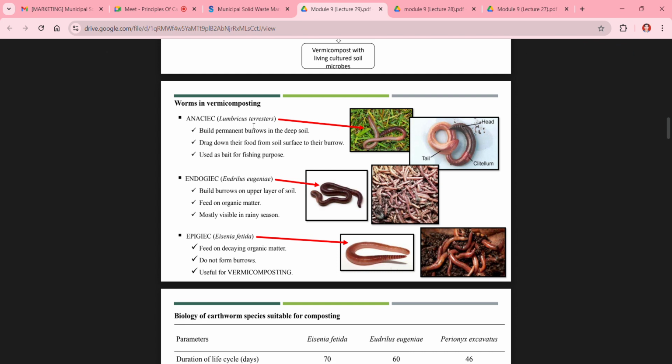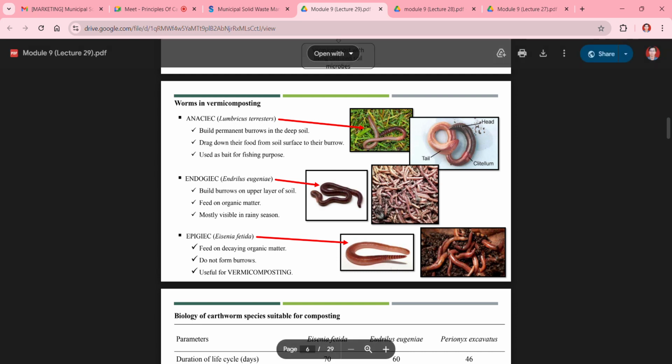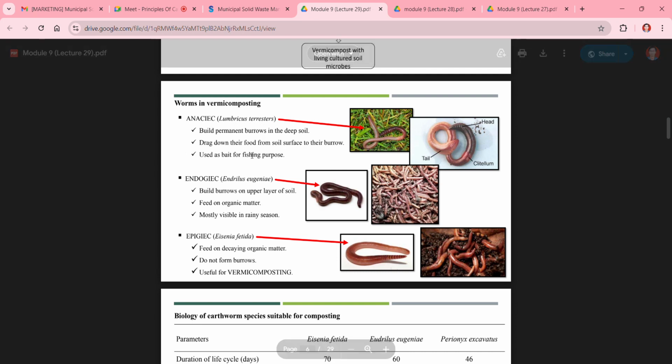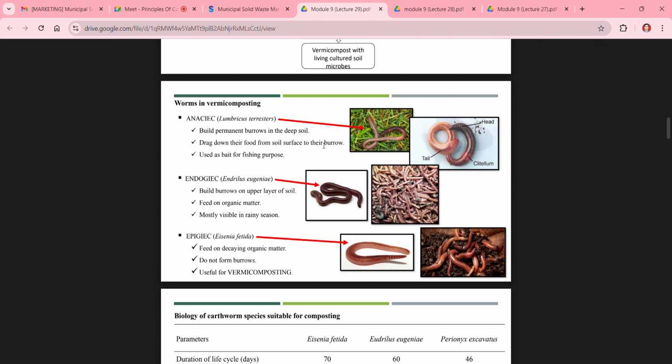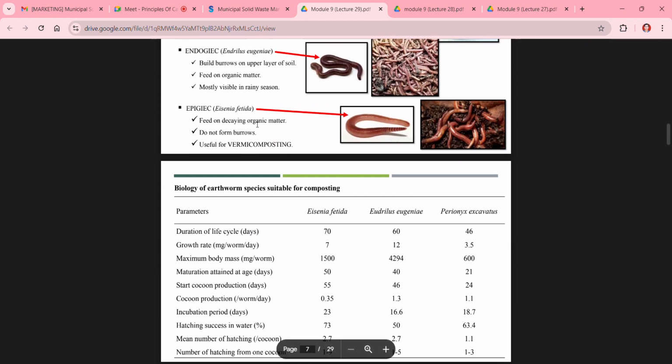Each vermicompost worm has a different work to do during the vermicomposting process. Each possesses different properties. So anecic worms will build permanent burrows in the deep soil and drag down their food from the soil surface to their burrow, and are used as bait for fishing purposes.